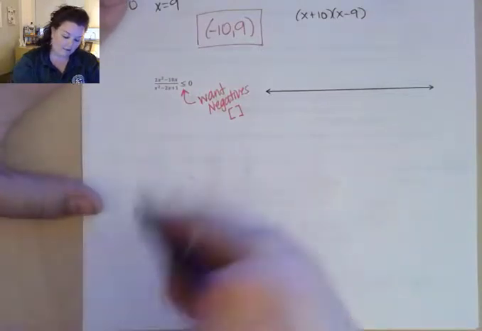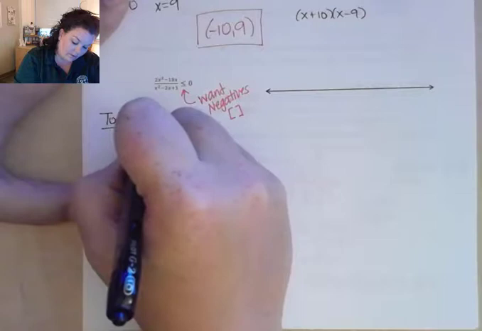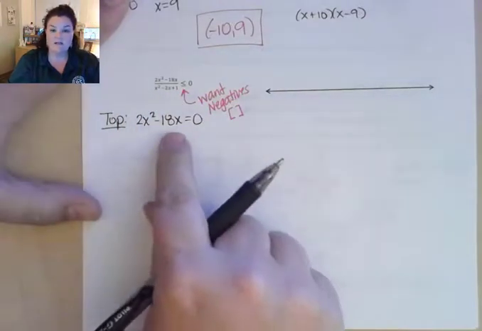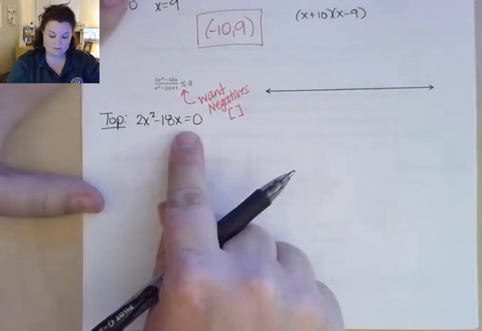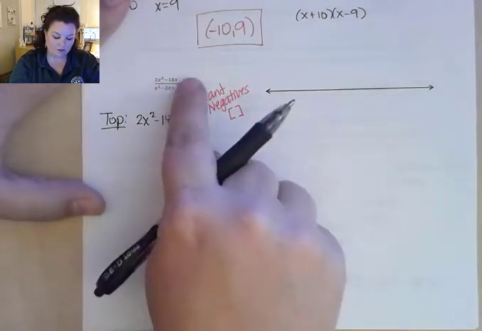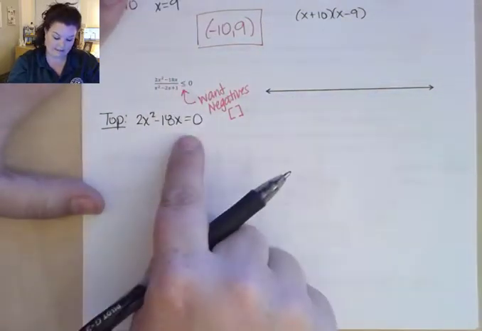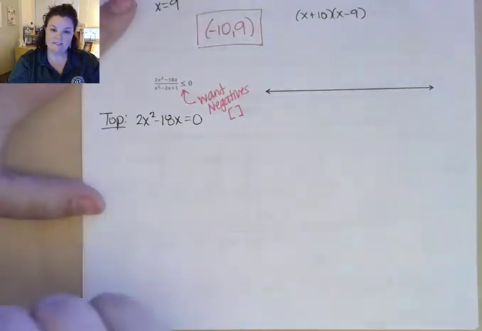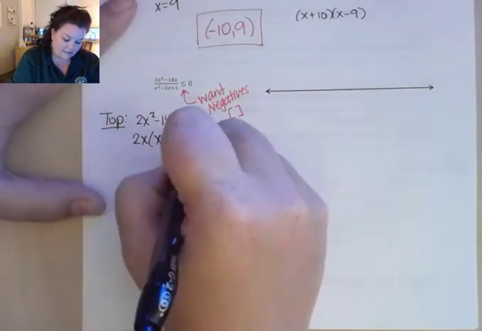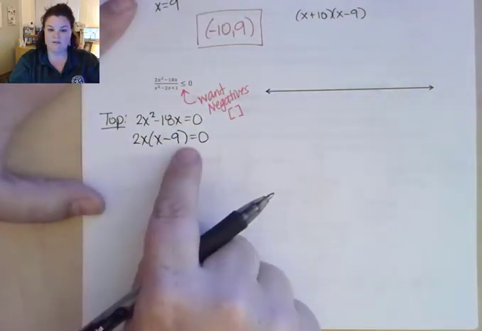So let's go ahead and look at those individually. So if we look at just the top, we have 2x squared minus 18x, and again, I'm just going to look at it equal to 0 because we're looking for zeros. Once I determine what type of intervals I want and my symbol, I no longer need to think about this as an inequality. I'm going to solve it like it's an equation. Okay? So here I can take out a greatest common factor, which is 2x, and I'll be left with x minus 9. And then I just set each of these equal to 0 and solve.